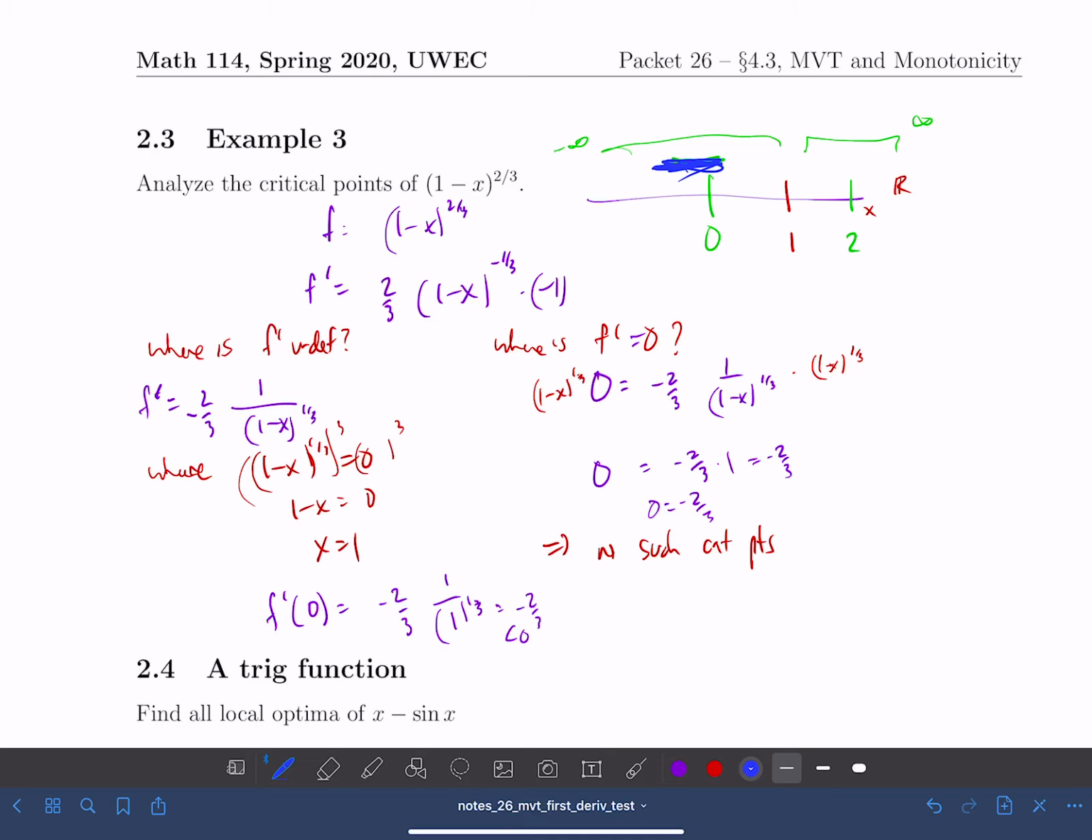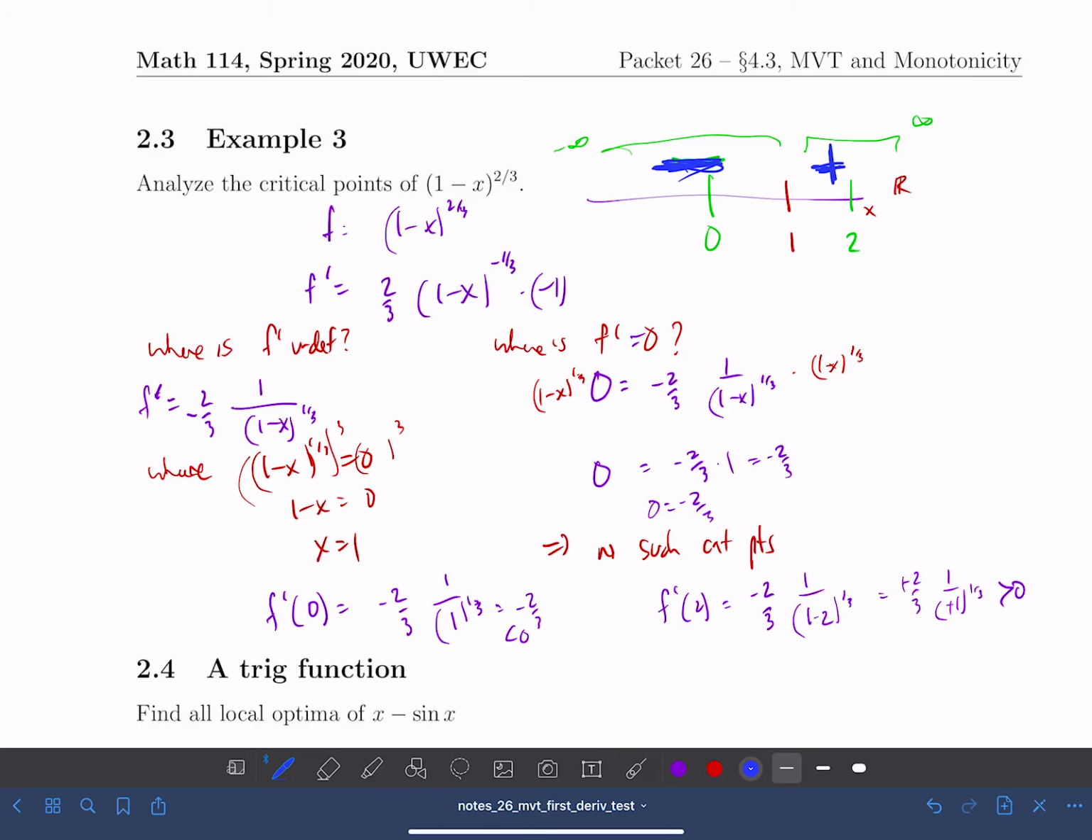And then finally, let's try f prime at 2, which is minus 2/3 times 1 over (1 minus 2) to the 1/3, which is equal to minus 2/3 times 1 over (minus 1) to the 1/3. Those signs cancel and I get something that's bigger than 0. Again, I don't actually care what the value is. I only care what its sign is, and it's plus.